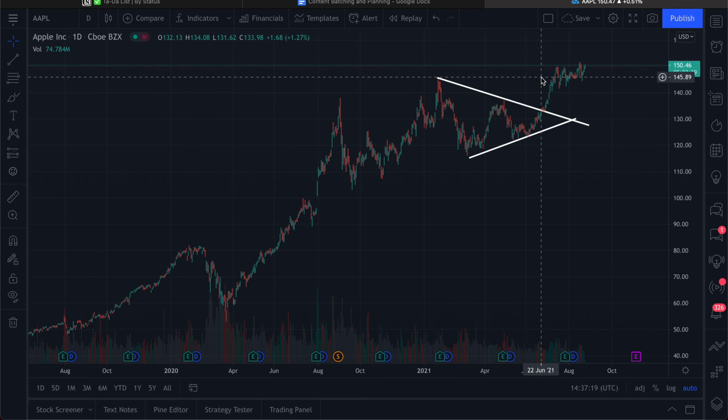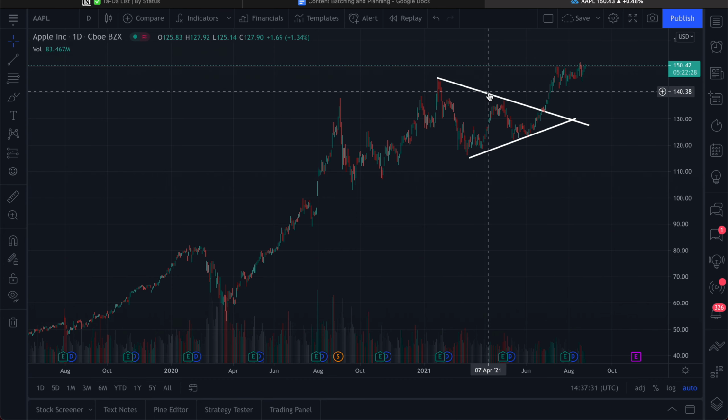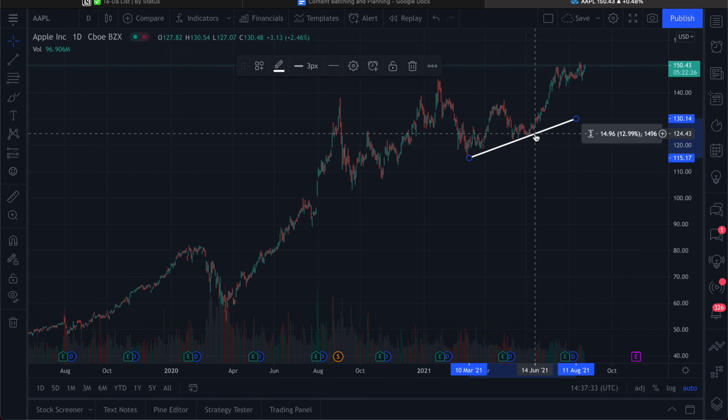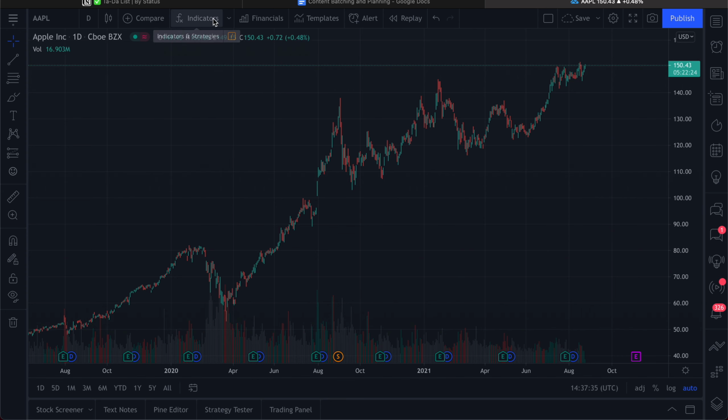That's how we know exactly where we're getting in and out on a symmetrical triangle pattern, and that works the exact same for ascending and descending as well. And so again, that's basically how these breakouts work on a triangle breakout pattern. Now, strategy number 2 is going to involve some indicators. So let's actually jump into it.